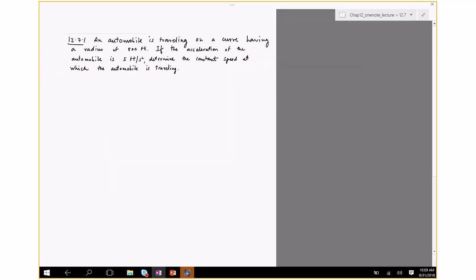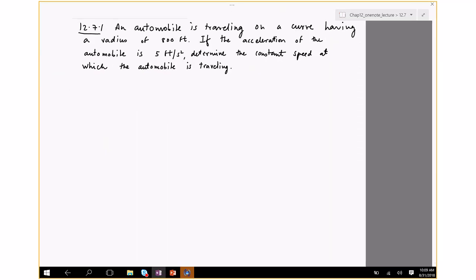Okay, so here is a problem based on what I just wrote down. An automobile is traveling on a curve having a radius of 800 feet. If the acceleration of the automobile is 5 feet per second squared, determine the constant speed at which the automobile is traveling.